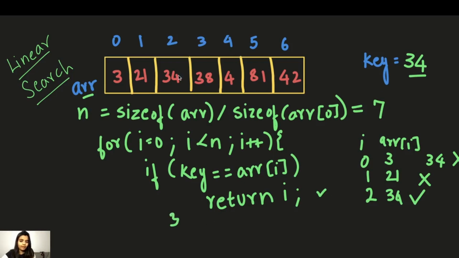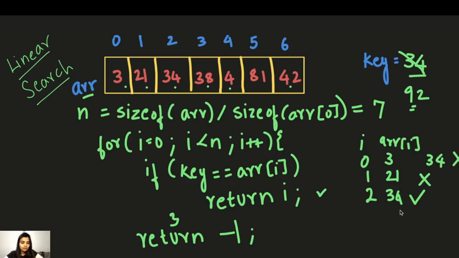Just in case, suppose our key was not in this array. Let's say some number like 92. 92 is not in the array. So we do the same process. We compare it with 3, it's not there, with 21, with 34, all the way up to 42, and we don't find 92 in the array. Then what we do is we return -1. The reason we return -1 is we cannot have an index as a negative number. So it implies that the key is not found in the array.